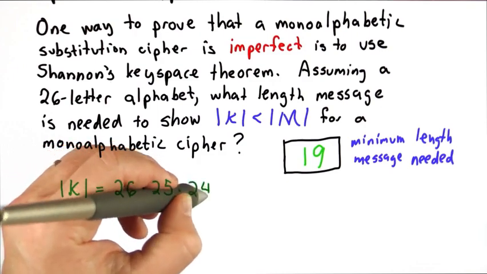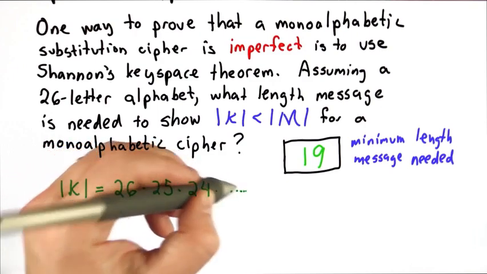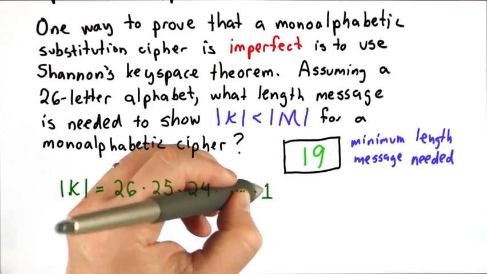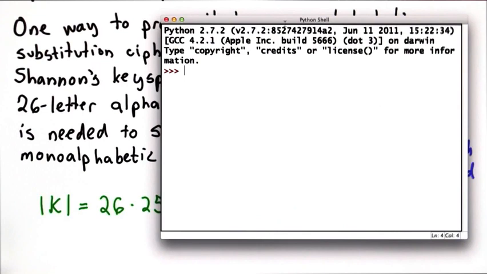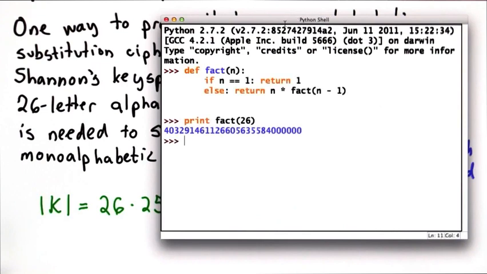We have 24 choices for what C could map to, and so on through the alphabet. This is equal to 26 factorial, which I won't attempt to write out, but we'll show you in Python. So let's define a factorial function, and we get this rather large number.